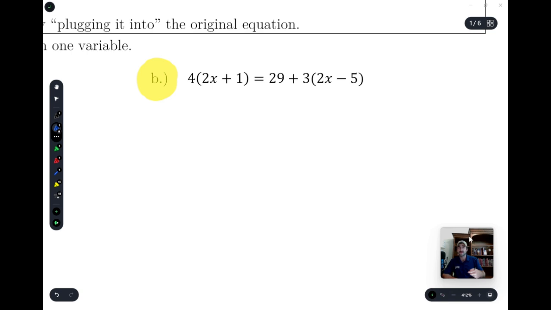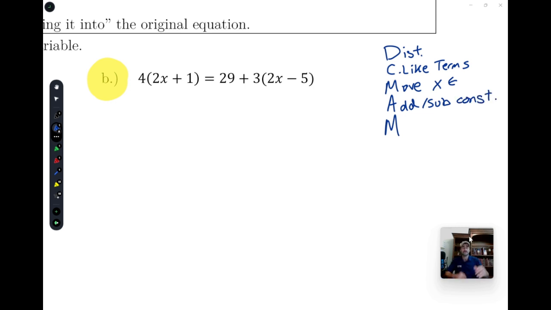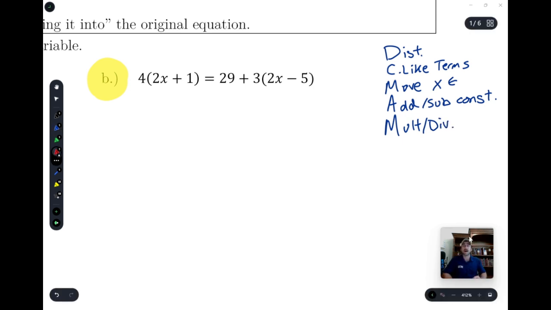This is going to use distribution. This is combining like terms. Maybe you've heard this "Don't Call Me After Midnight" acronym that we've used in math classes in the past, where you distribute, you combine like terms, you move the x's to one side, you add or subtract the constants. I know we're going fast, but if you need an explanation of this, there's tons of YouTube videos already linked that you can go and look through and they'll talk you through how to do this. And then you multiply or divide that last term. So let's see how this plays out. And we'll use this DCMAM acronym to help us through this.